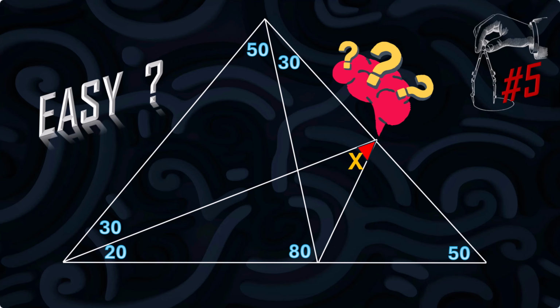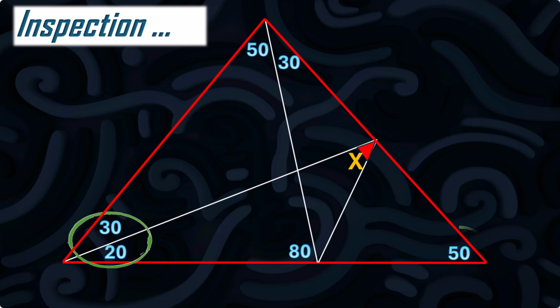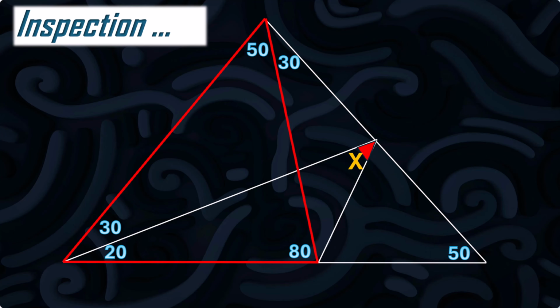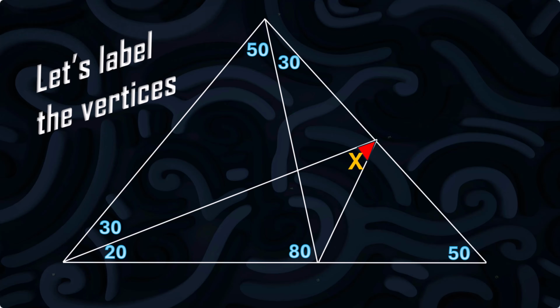First of all, let's do a brief inspection of the problem. Let's look at the large triangle, and we see we have equal base angles, an isosceles triangle. Let's have a look at another triangle. Again, it has equal base angles, and we have another isosceles triangle. Now we may be able to use these to solve our problem. We'll just have to see. So let's label the vertices.